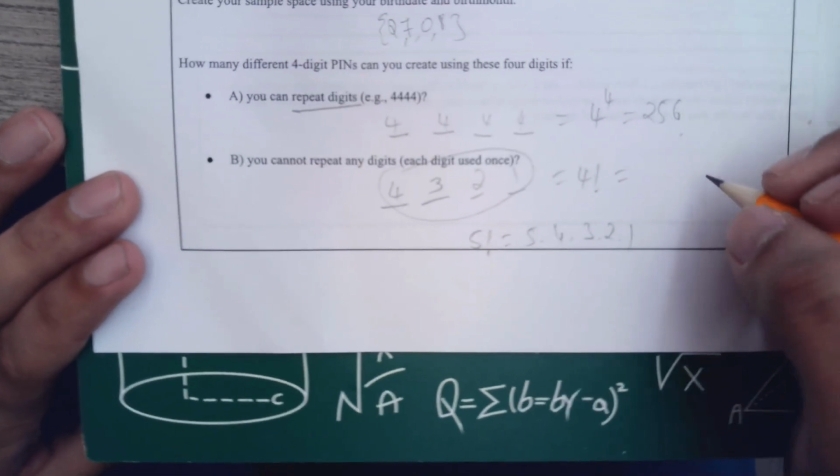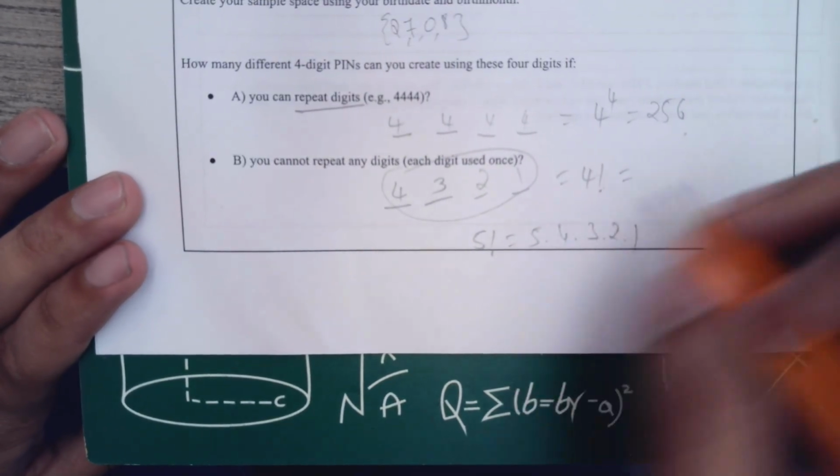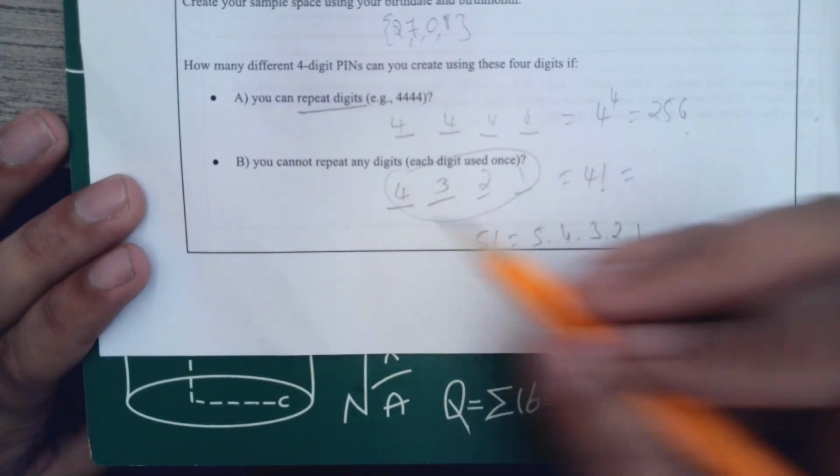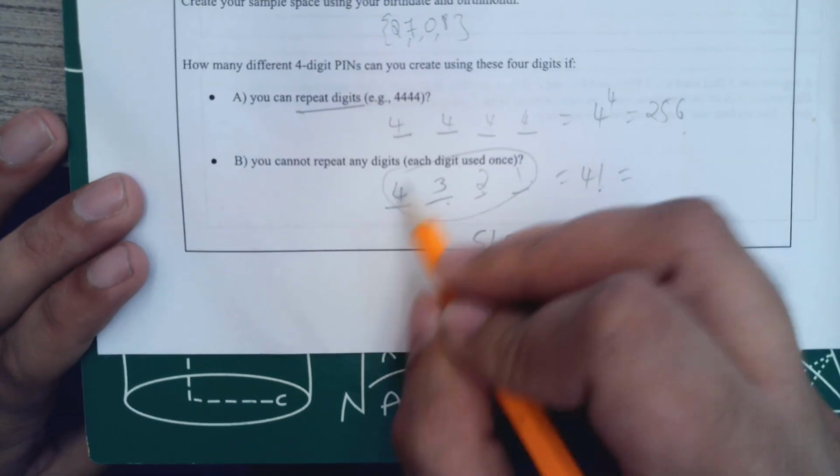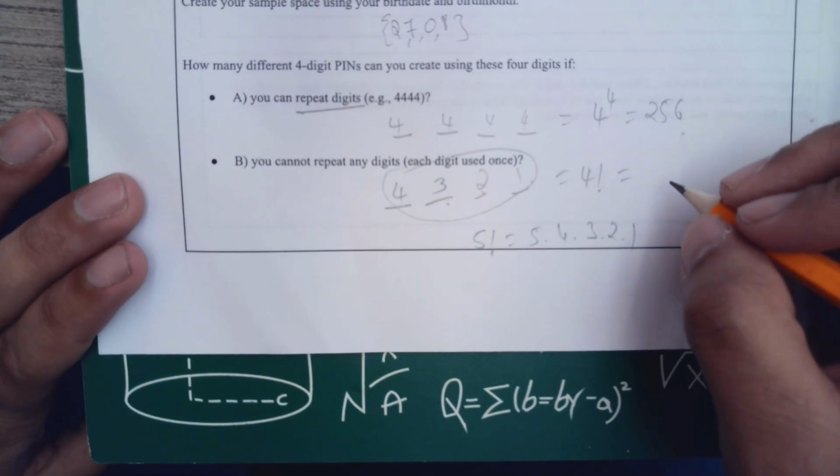But yeah, 4 factorial is 4 times 3 times 2 times 1. See, what are the numbers less than 4? So 4, 3, 2, and 1. And you multiply all of them to get 4 factorial, which is going to be 24.